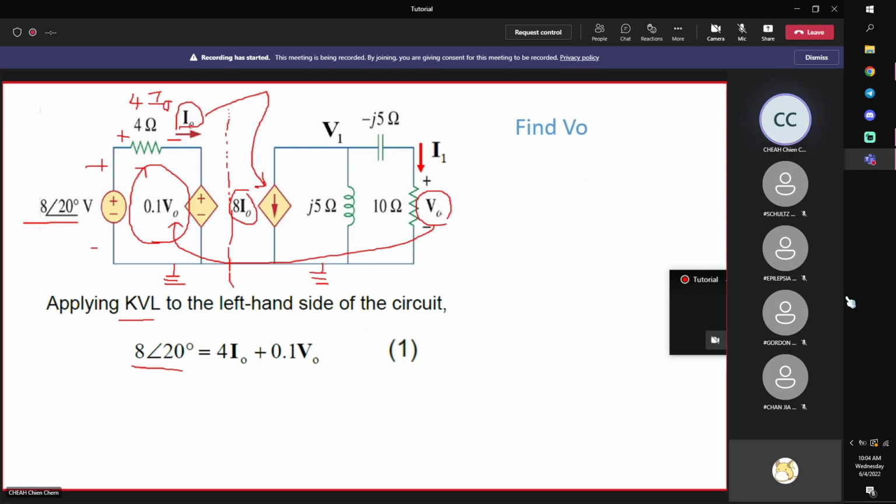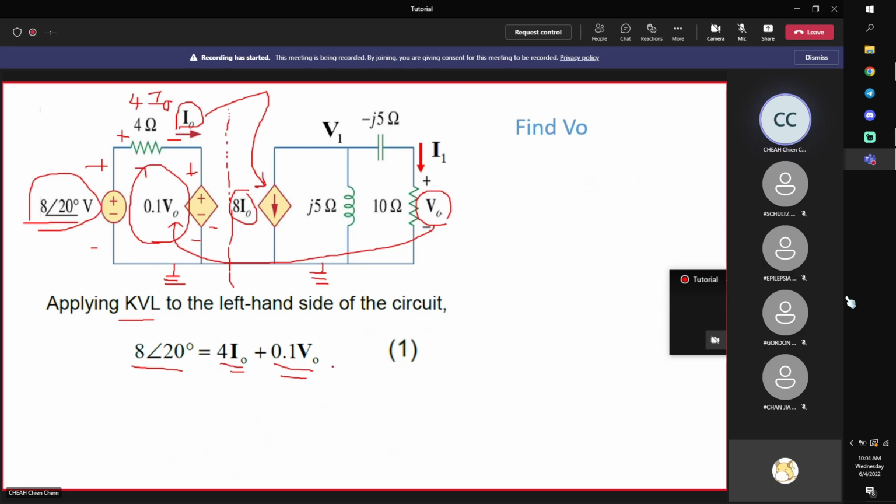Ohm's law: current is I0, right? Next, the voltage across this is given as 0.1 V0. So I'm using Kirchhoff's voltage law. This voltage is equal to the voltage across the resistors plus the voltage across the dependent source. Here I get one equation. Okay, but I have two unknowns, I0 and V0.